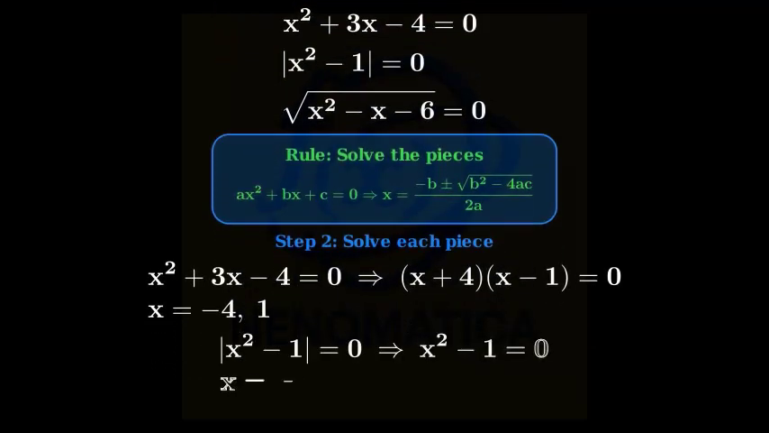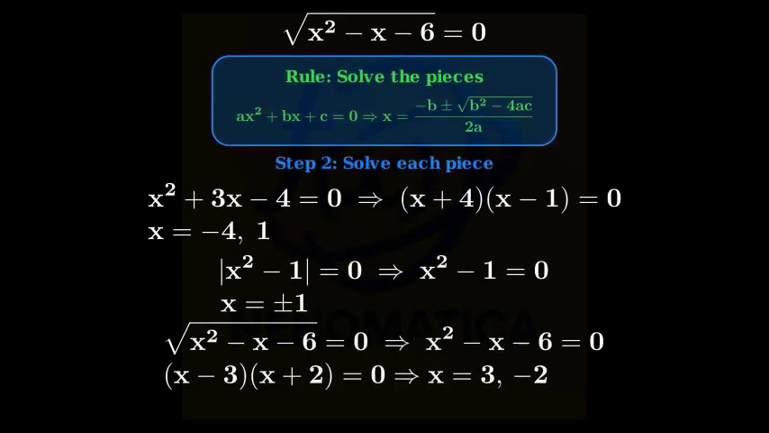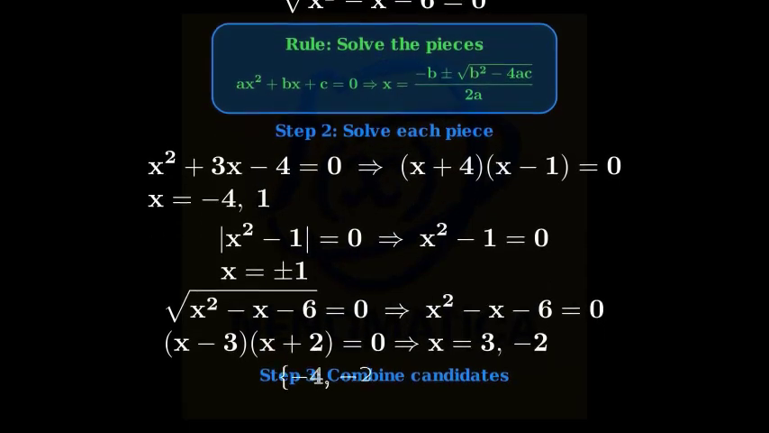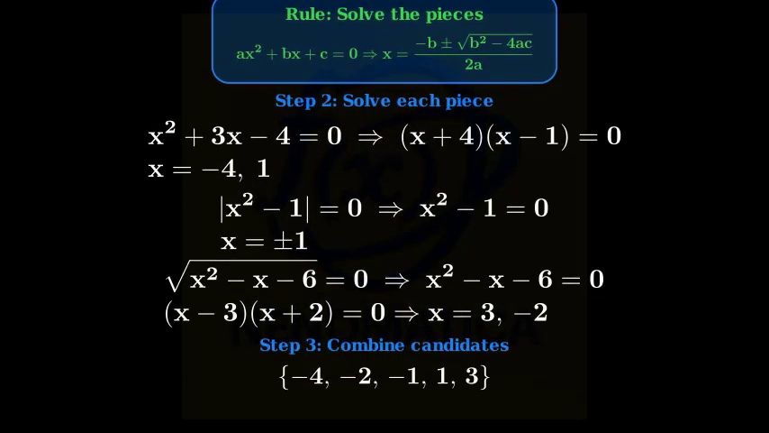Second, the absolute value equals 0 only when the inside is 0. So x squared minus 1 equals 0, giving x equals plus or minus 1. Third, the square root is 0 when the radicand is 0. X squared minus x minus 6 equals 0, which factors to x minus 3 times x plus 2, giving x equals 3 or x equals negative 2. Step 3. Combine all candidate roots. Our pool is negative 4, negative 2, negative 1, 1, and 3.